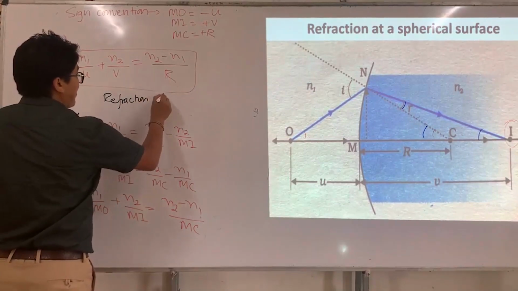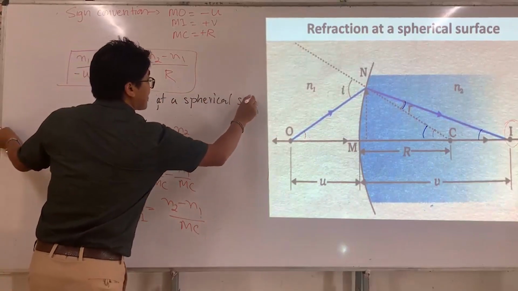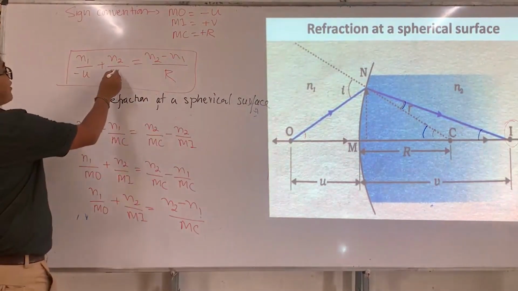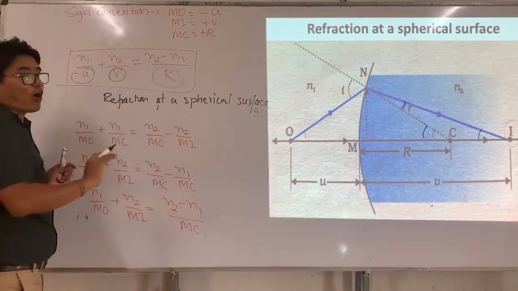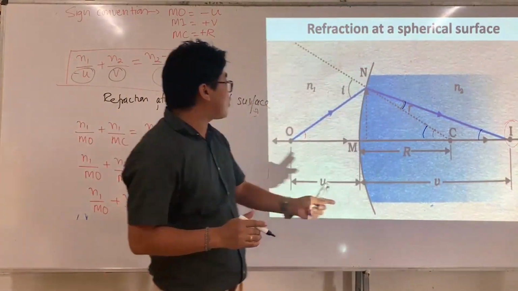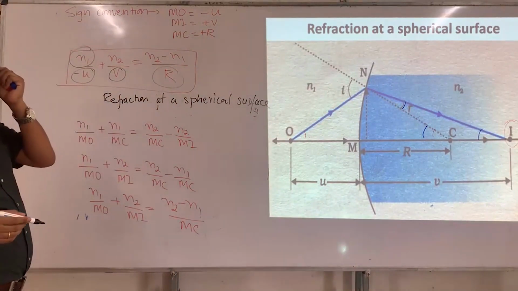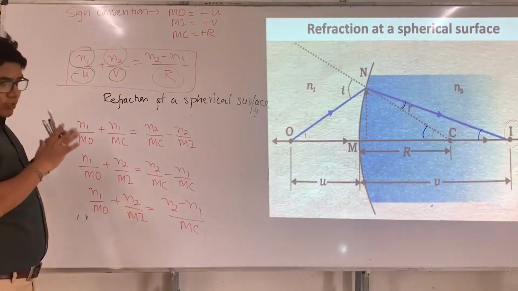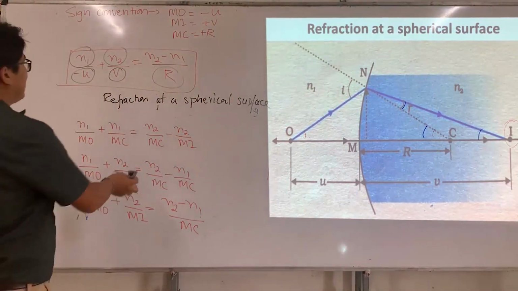Refraction at a spherical surface. Alright, this is the image, this is an object, and this tells you the nature of curvature. R tells you the nature of curvature, and N1 is the refractive index of the first medium, N2 is the refractive index of the second medium. So this is all about refraction at a spherical surface.